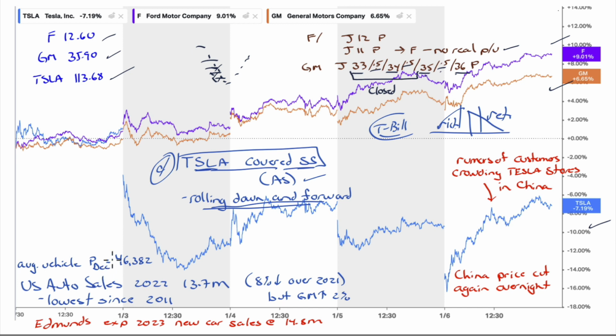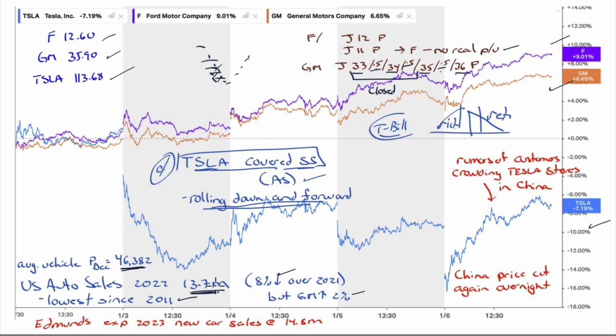Vehicle sales came in for 2022. The average vehicle price in December, $46,382. That is not cheap. U.S. auto sales for 2022 came in at 13.7 million. That is down 8% over 2021. However, GM was up 2% in terms of new car sales. By the way, this 13.7 is the lowest since 2011.